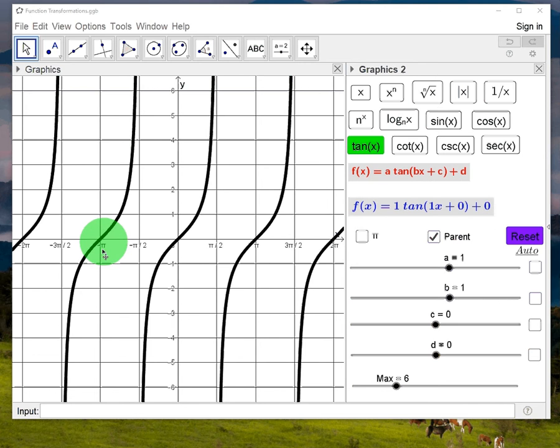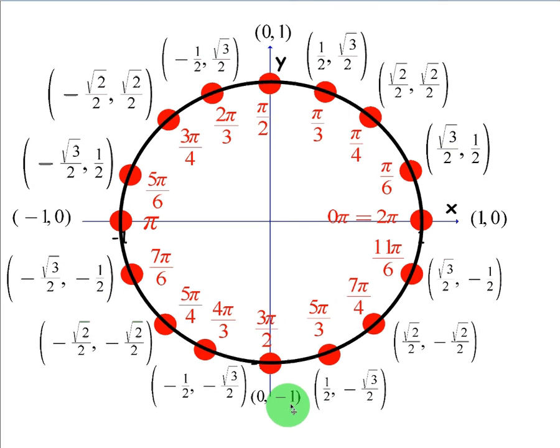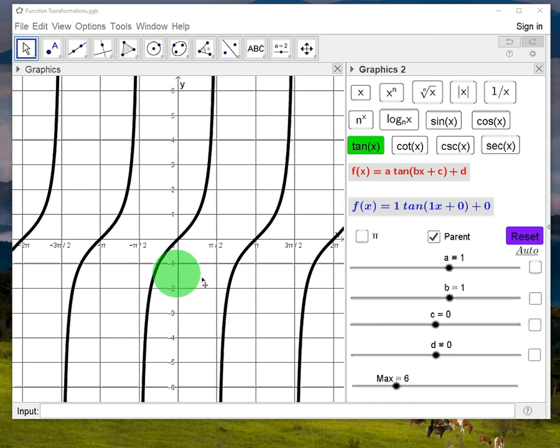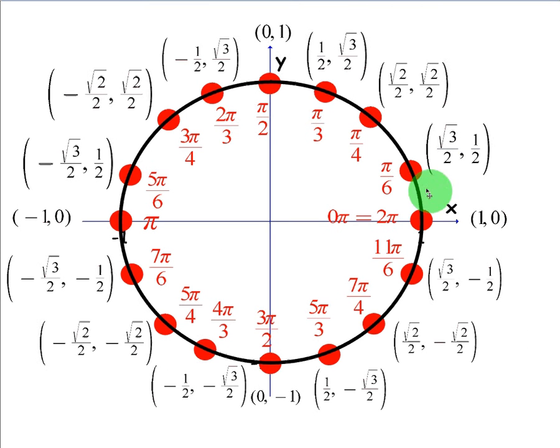But I want to look at the unit circle to see why that is. Here's the unit circle. Now, why does it go to infinity and to negative infinity? Well, let's look to see where those asymptotes are. The asymptotes appear at pi over 2, 3 pi over 2, 5 pi over 2, etc. So let's look at pi over 2.